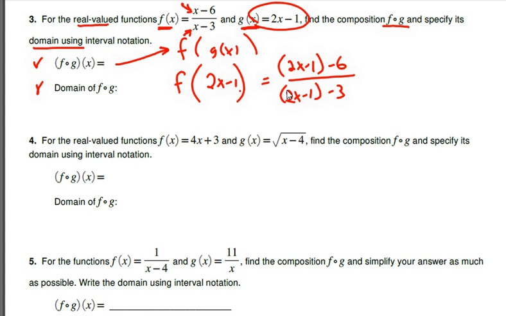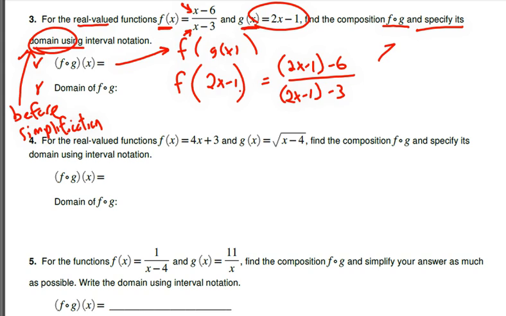This is a good point to pause and deal with the domain, because one of the rules about specifying the domain is we have to do this before we do any simplification. In this particular problem, that isn't going to make a difference, but we'll go ahead and follow that procedure anyway. So the situation with rational functions, when worrying about the domain, is when the denominator cannot equal 0.